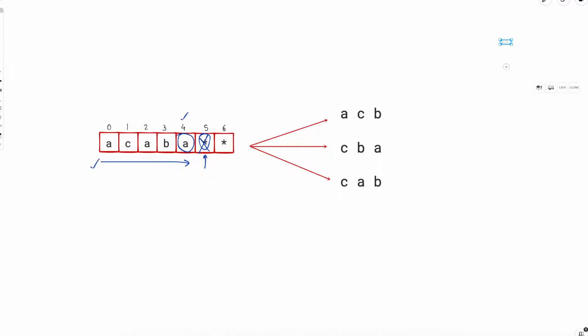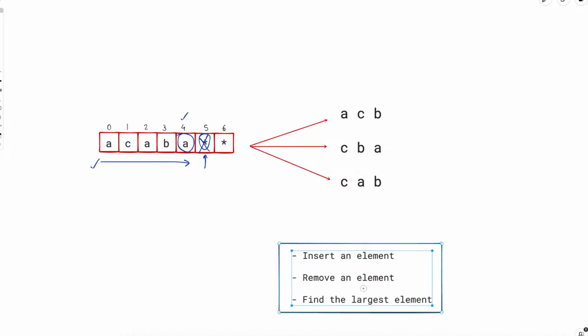So in essence we need three things: inserting an element, removing an element, and finding the largest element. Why largest element? The definition of largest here is to sort by character first and then by position, and characters should be sorted smaller first and position should be sorted larger first, right? So this data structure should be able to give this element efficiently.